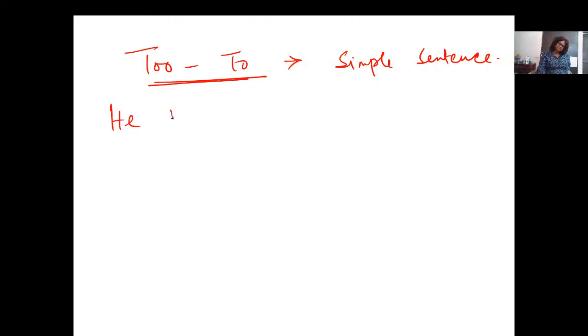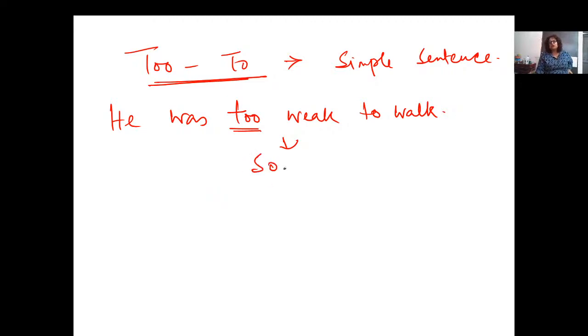Like that, if I am writing, he was too weak to work. Too always has a negative meaning. And the expanded form of this sentence, we can expand this sentence. Expand means बढ़ाना. We can expand this sentence by so that.